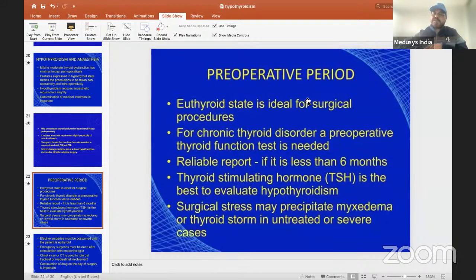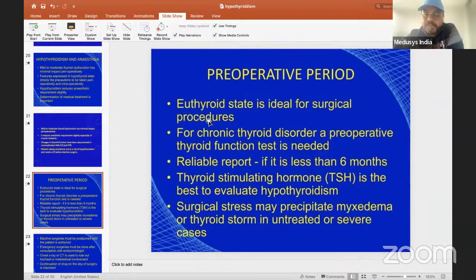Now, let's divide into the pre-operative, intraoperative, and postoperative periods. First of all, in the pre-operative period, the euthyroid state is ideal for elective surgical patients. If it's an emergency, you have to do the surgery after taking proper consent, explaining to the patient the risks due to the hypothyroid situation, whether they want to go ahead or not, and what the complications, risks, and need are in doing the surgery at this stage in the hypothyroid state.